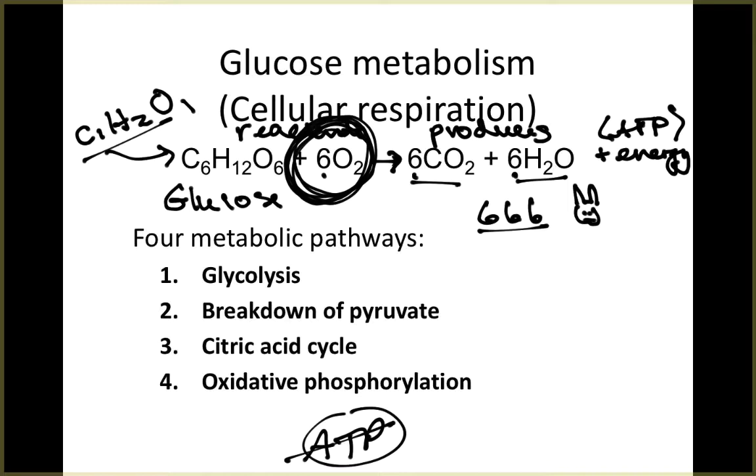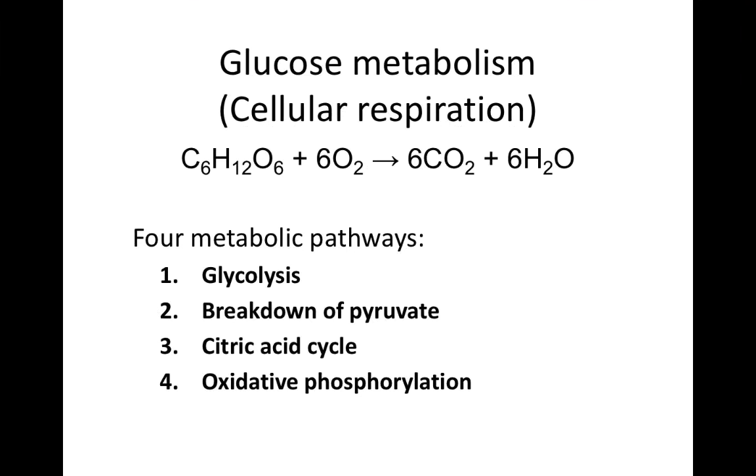So there's 4 essential pathways that lead to this. Number 1 is glycolysis. The second is the breakdown of pyruvate. The third is the citric acid cycle, or the TCA cycle. This has a few names we'll do. And the last one is oxidative phosphorylation. We're going to be focusing on, in this first video, when we get into it, glycolysis, the breakdown of pyruvate, and the citric acid cycle.